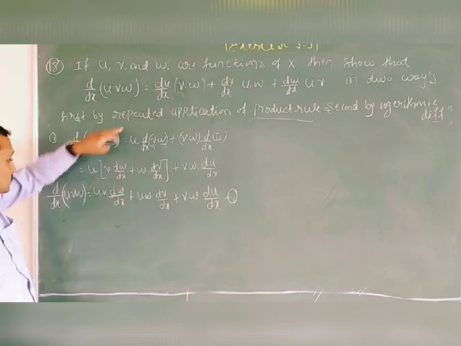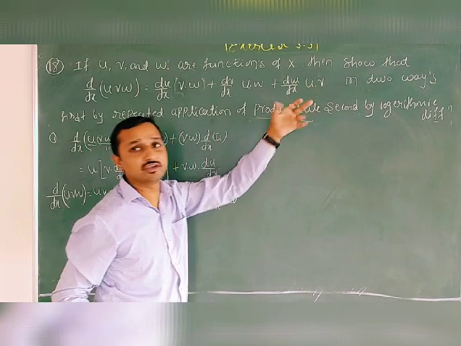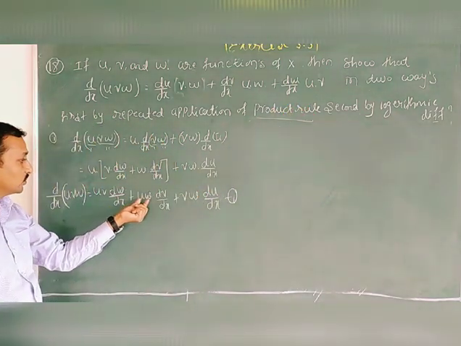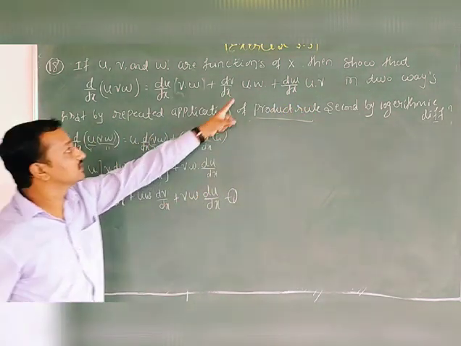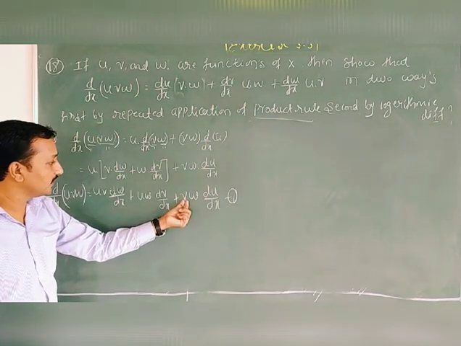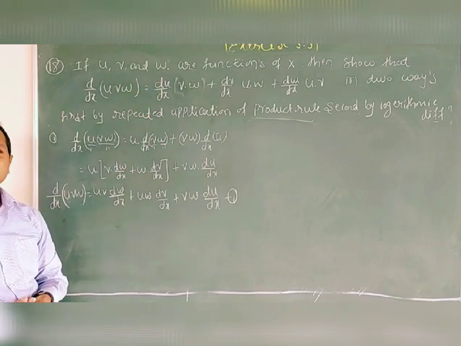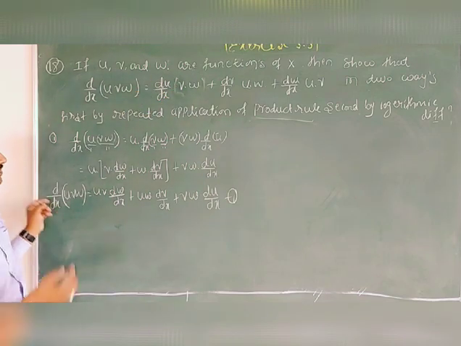Clear that? The first method is over. dw by dx into u into v. Is clear? u into w into dv by dx. So then v into w into du by dx. Okay, very simple this. Okay, then apply Lagrangian function.